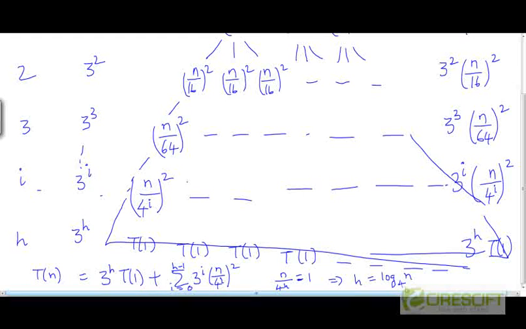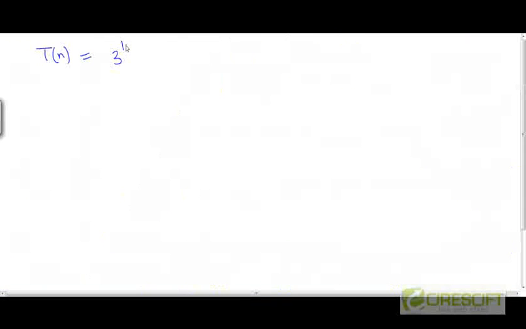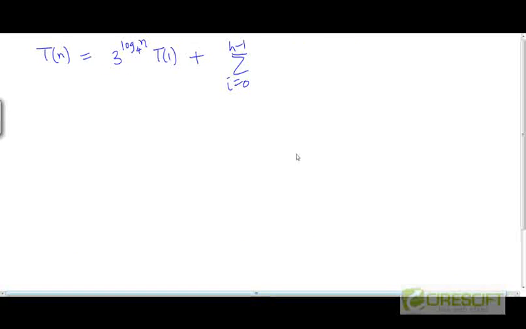So if we substitute this value of h into the expression for t of n, we get t of n is 3 to the power h, which is 3 to the power log of n base 4 times t of 1 plus summation of i varying from 0 to h minus 1, 3 to the power i.